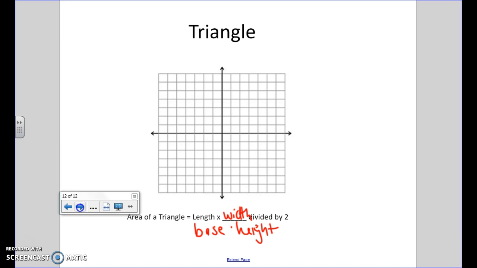So in this case, like the triangle I tried to draw earlier, let's draw one like this.